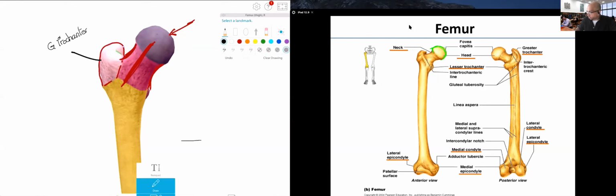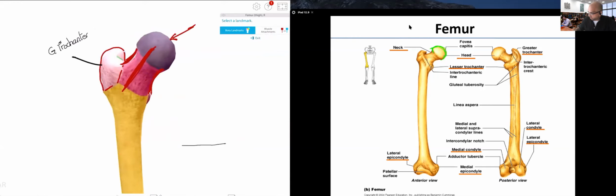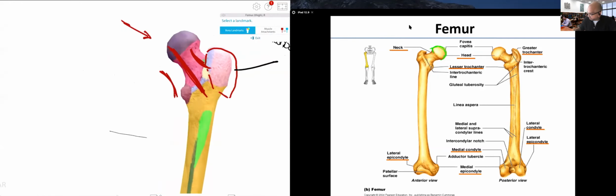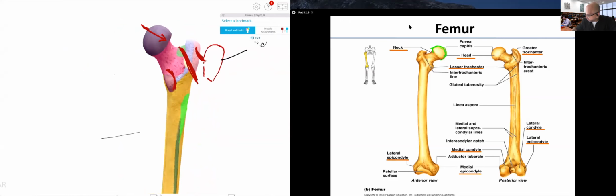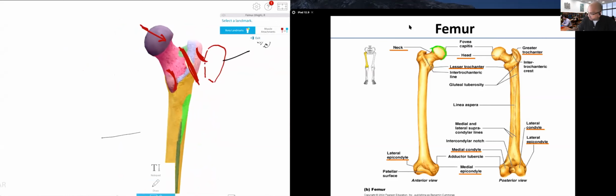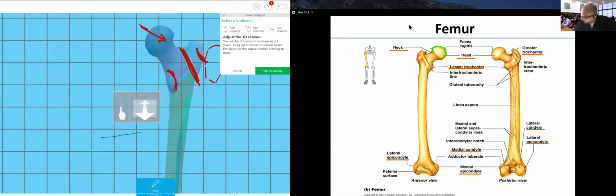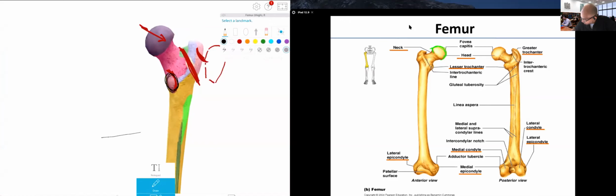And if I'm looking here at the posterior aspect, and the medial aspect of the proximal end, I will see another smaller bony eminence. This is going to be my lesser trochanter. So again, what do we call the large bony eminence on here? This is my greater trochanter. The smaller one is my lesser trochanter.